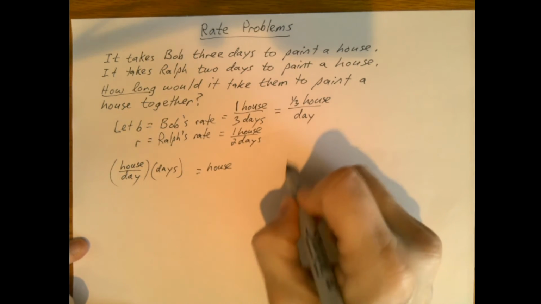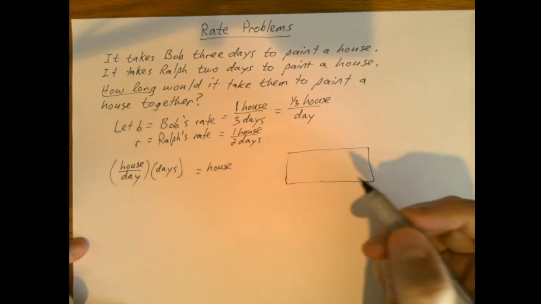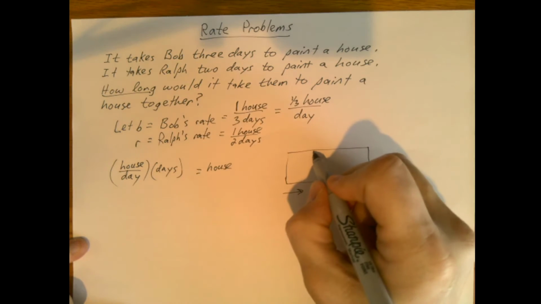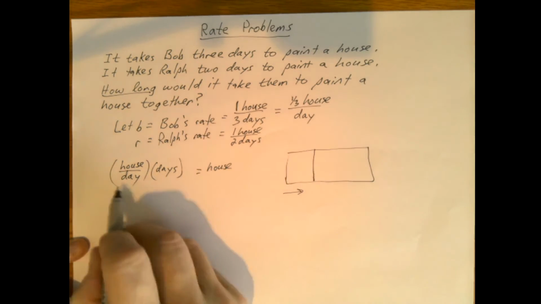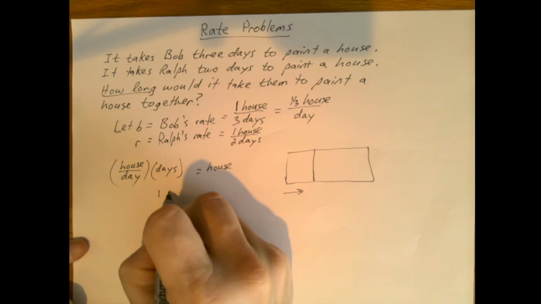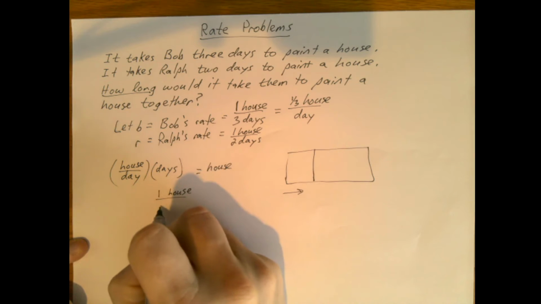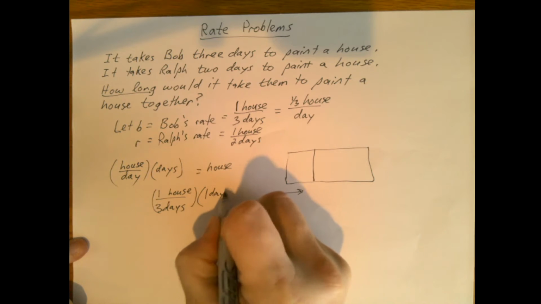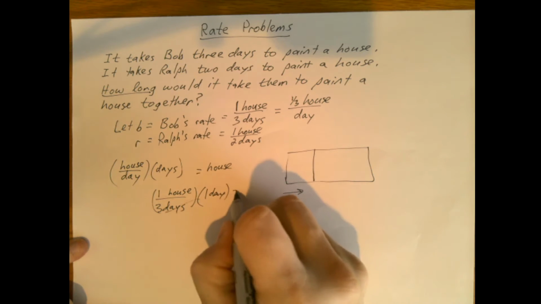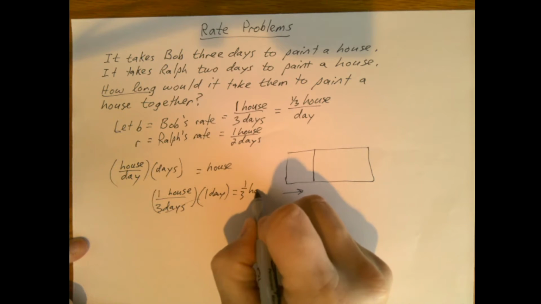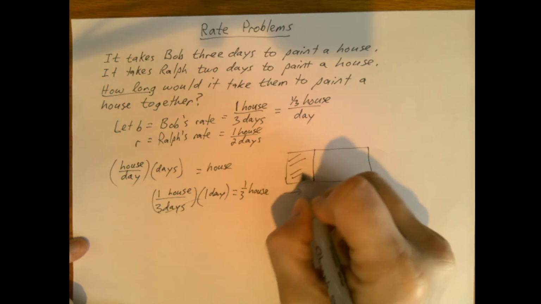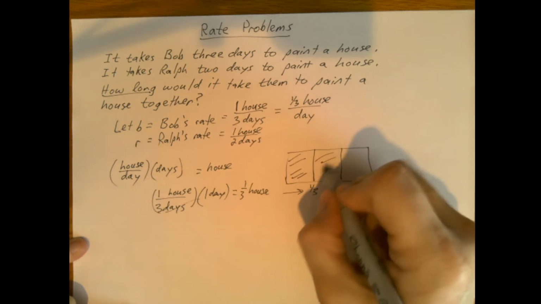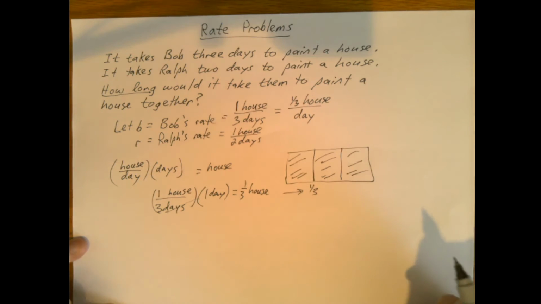So let's think about what we're dealing with. Let's talk about if just Bob is painting. So we'll think of this as being the house. So what happens after 1 day? We have 1/3 of the house, right? So we would have one house per 3 days, and multiply that by 1 day. This is 1/3 of a house. This part right here. And if he paints a second day, we get this right here. Paints a third day, we get this right here.